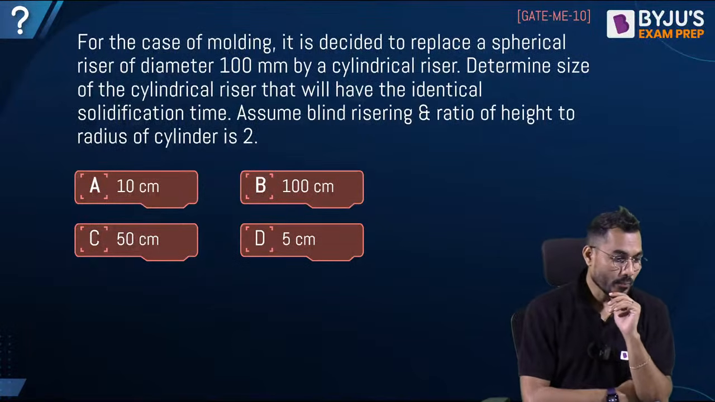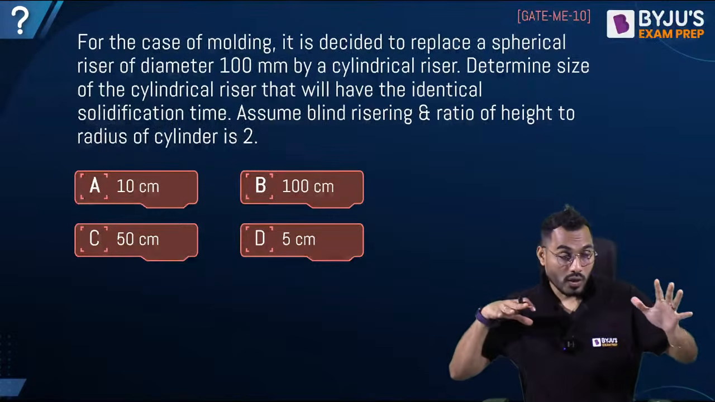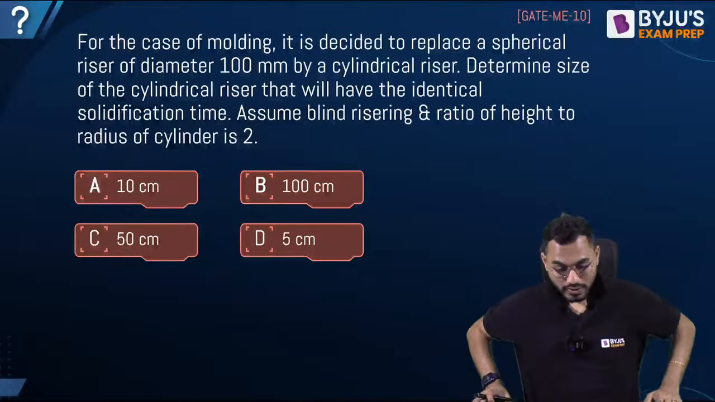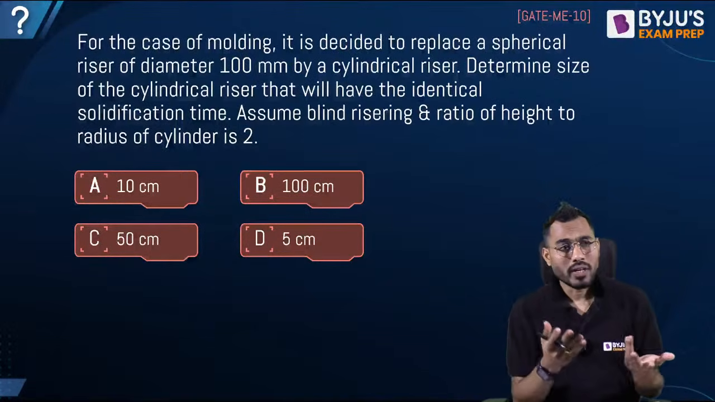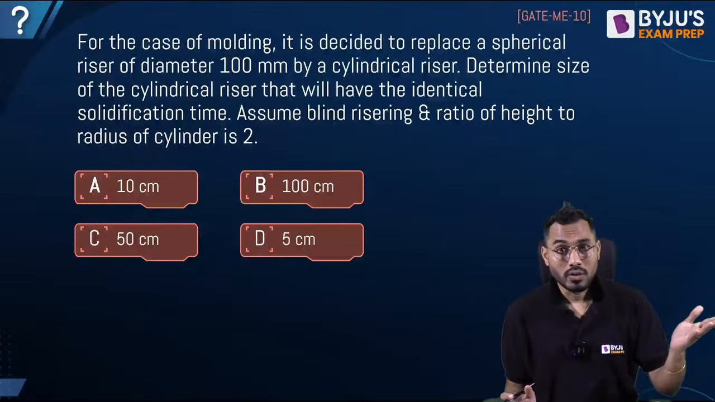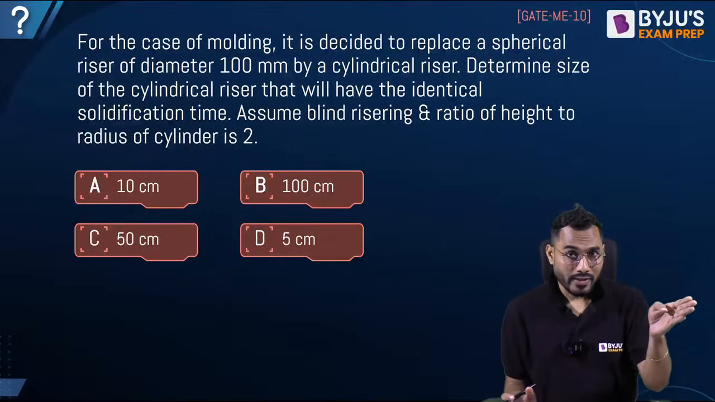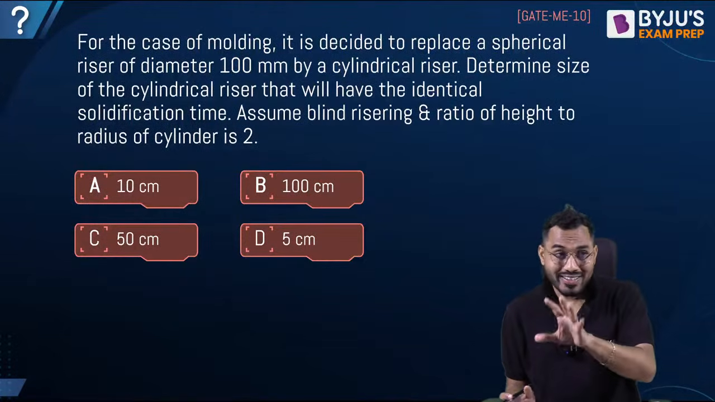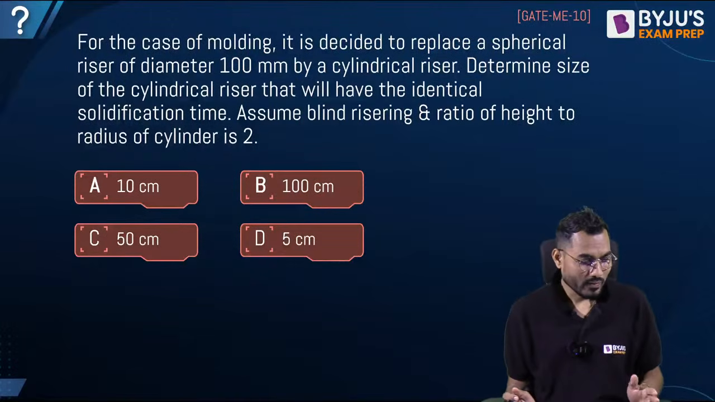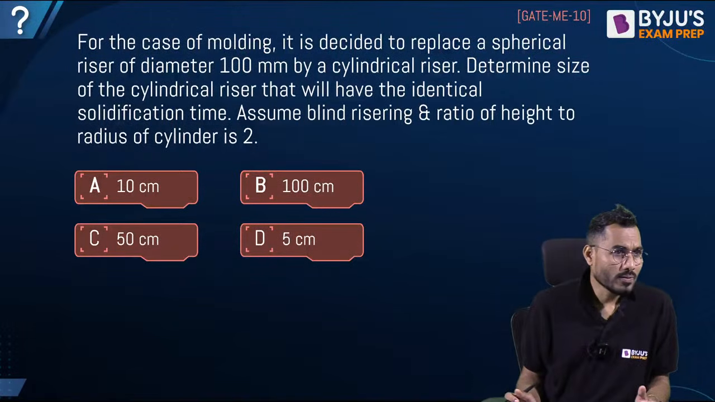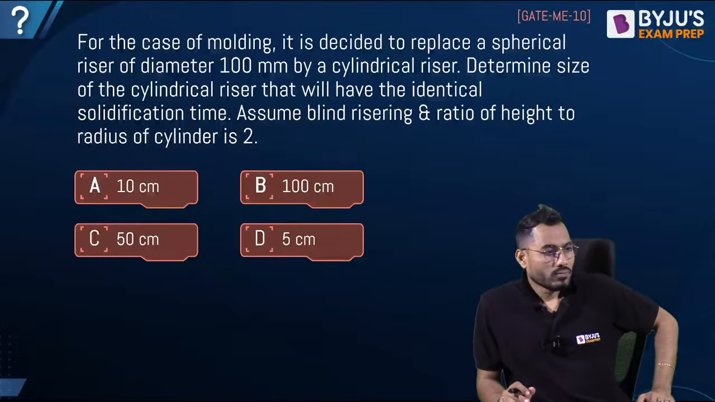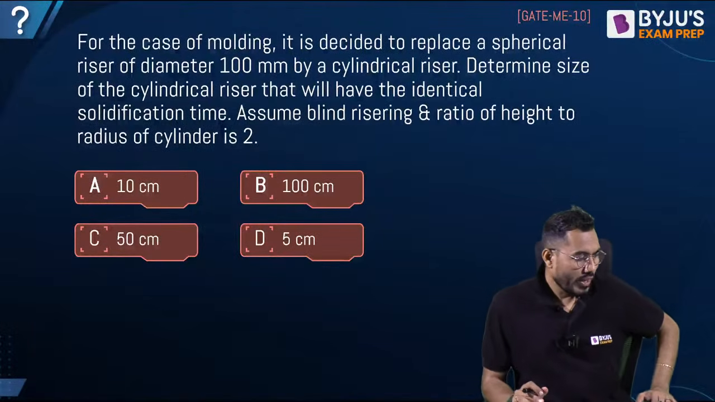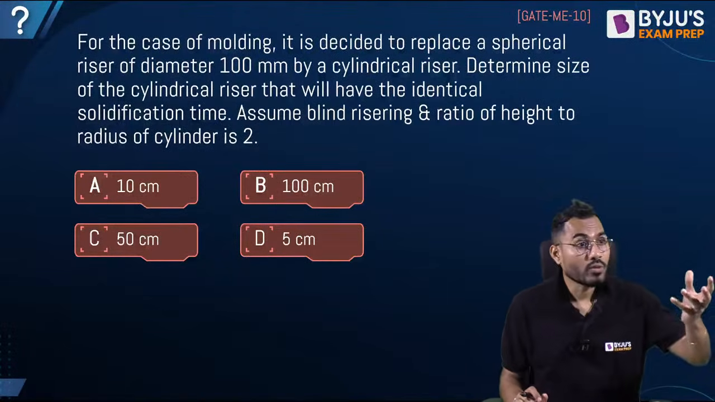Can you calculate that? Height to radius ratio is 2, right? And blind riser. Blind riser is what? Not exposed to atmosphere. It is called blind. We must have understood that there is open riser and blind riser, top cylindrical riser or top riser and side riser. Right, fine. Can we calculate the answer? Anyone? Number of students are there.